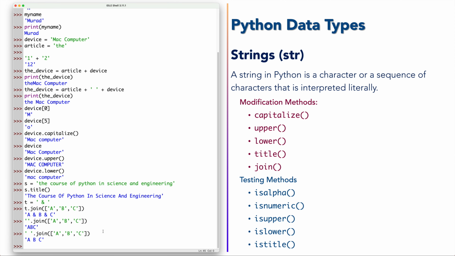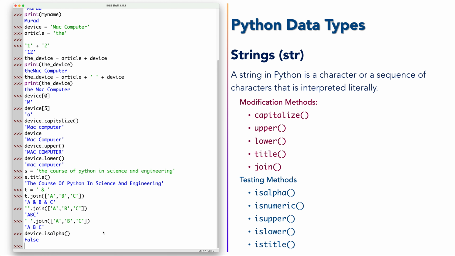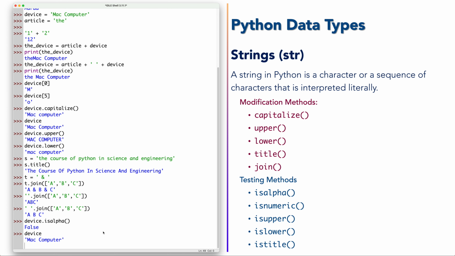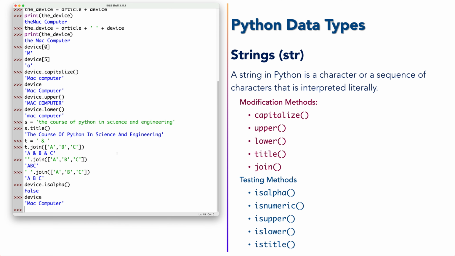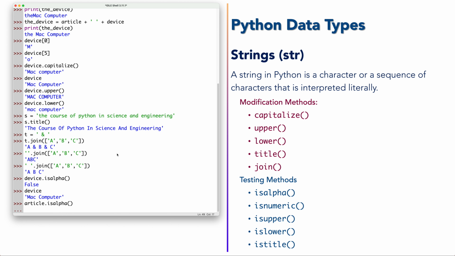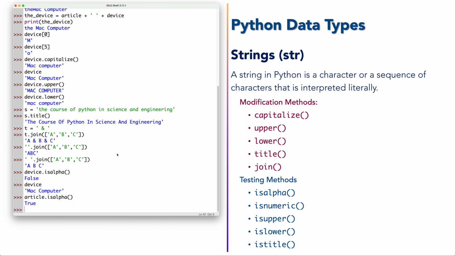Testing methods, they test the content. For example, device.isAlpha. Now maybe you can look to device. Let me print it again. So you will see Mac computer is only letters, right? However, for this function, the space is not an alphabetic value. Let's check another string, article. True, because it's just letters.